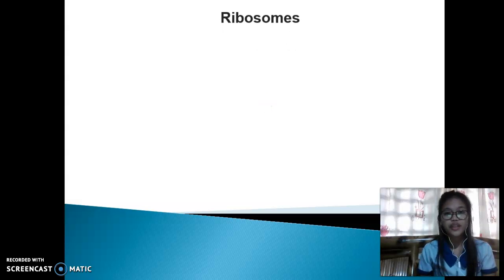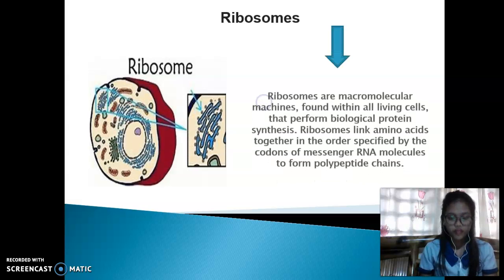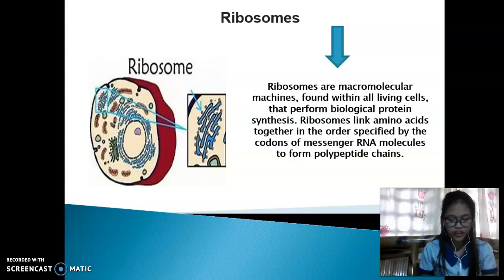The last one is ribosomes. In the nucleus, DNA is transcribed into RNA, a molecule similar to DNA which carries the same message. Ribosomes read the RNA and translate it into protein by sticking together amino acids in an order defined by RNA. Some ribosomes float freely in the cytoplasm, others are attached to the ER.